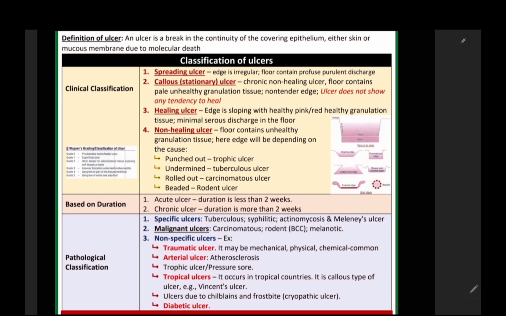So now let us recap everything we discussed in this video. So first, the definition of ulcer. What is an ulcer? So ulcer is nothing but the break in the continuity of an epithelium due to molecular death. So like I said, it is classified based on three things. Number one is clinical classification. Number two is based on duration. Number three is pathological classification.